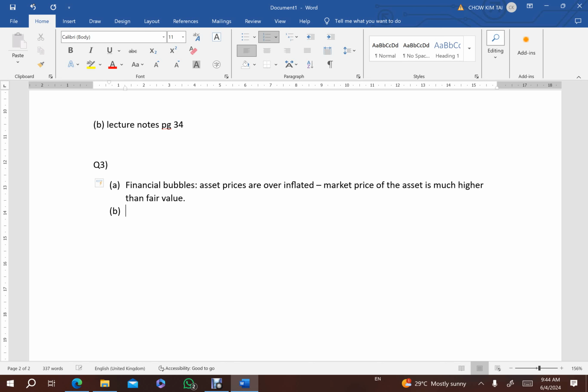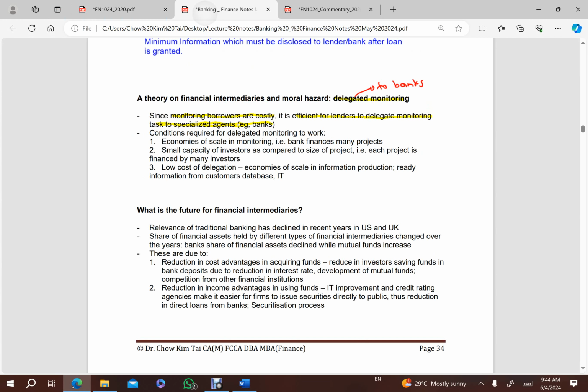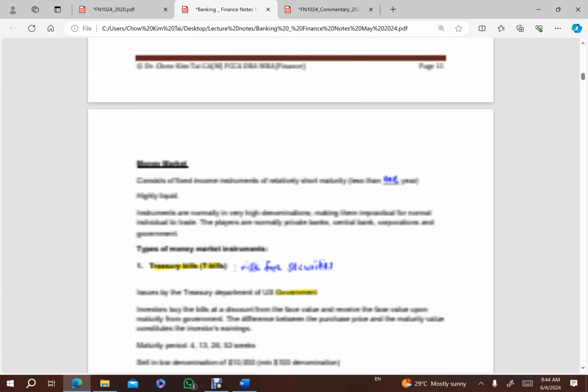Okay, and it happened in 3 stages. There are 3 phases. You explain the 3 phases, 1, 2, 3. Okay, which you can get directly from your notes here. The 3 phases of financial bubble.